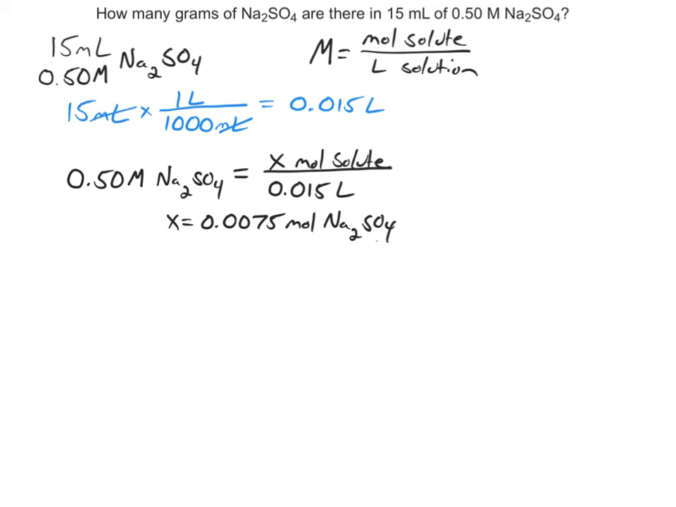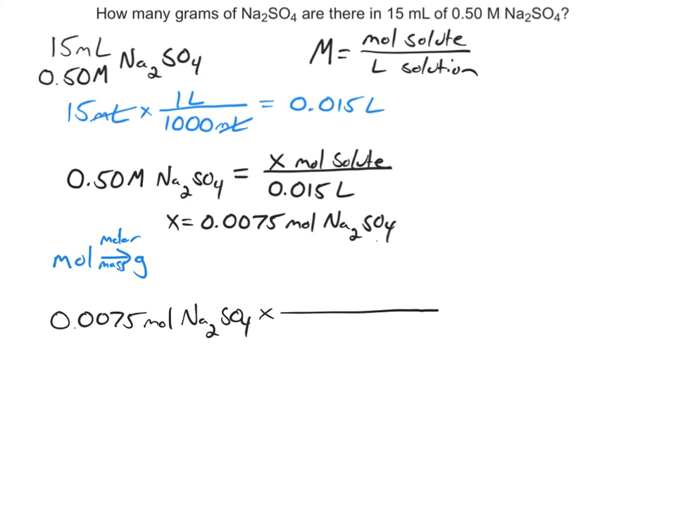Well, once we have that, we can now turn to knowing that we can go from moles to grams using the conversion factor of molar mass. So when we set this equation up, we have 0.0075 moles of sodium sulfate, and we're going to convert that to grams of sodium sulfate, knowing the molar mass of sodium sulfate, which says that 1 mole of sodium sulfate has 142 grams of sodium sulfate.